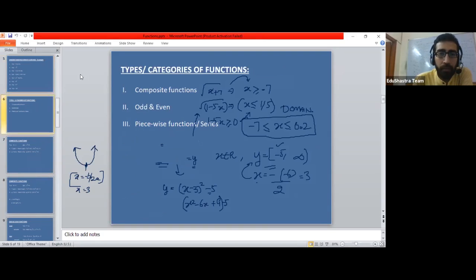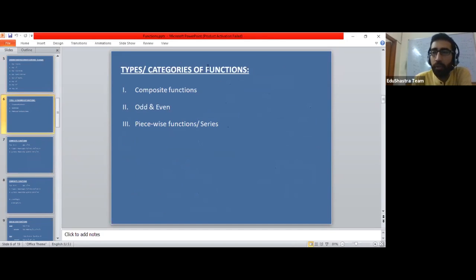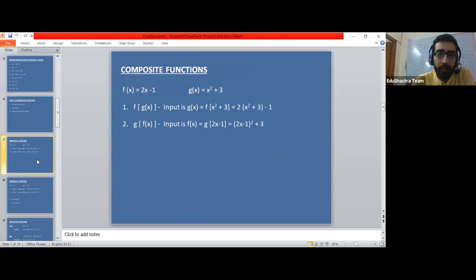Okay, then before we jump to modulus and greatest integer functions, let's talk about the different categories of functions. There are composite functions, odd and even functions, and piecewise and series functions. These are not terms you'll see on the GMAT directly, but they're our way of explaining different functions. Let's start with composite functions.